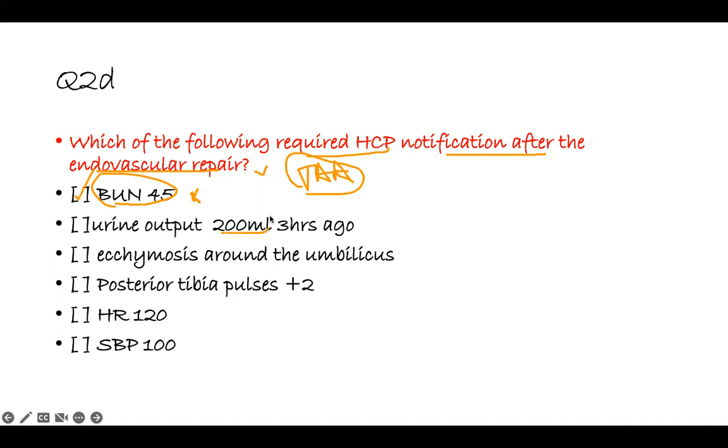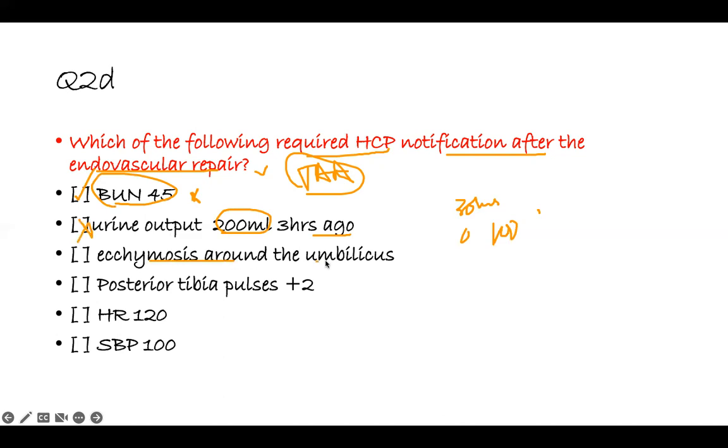Urine output of 200 ml in 3 hours. Well, you need at least 30 cc an hour. So usually you need at least about 100 in 3 hours. This patient had 200, so it's good. You don't need to call.